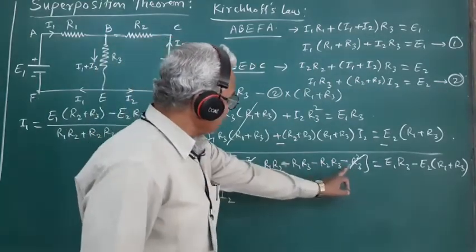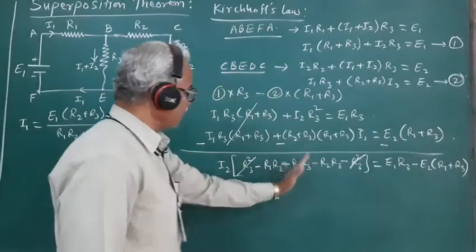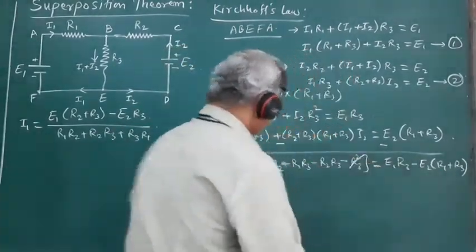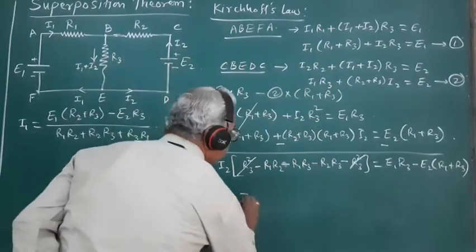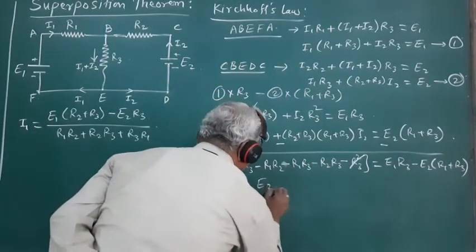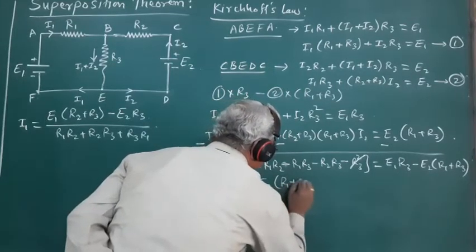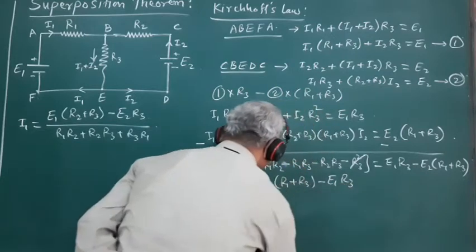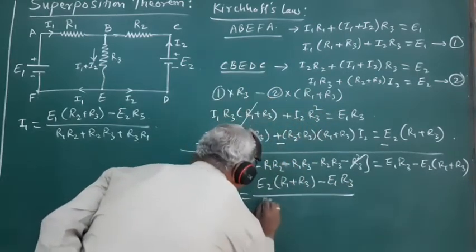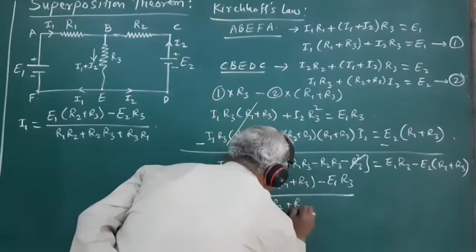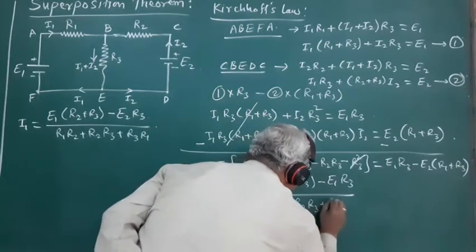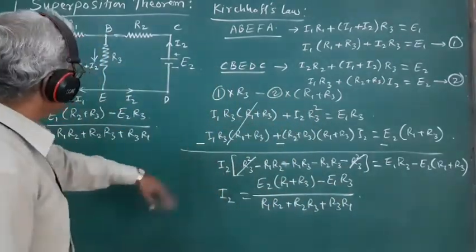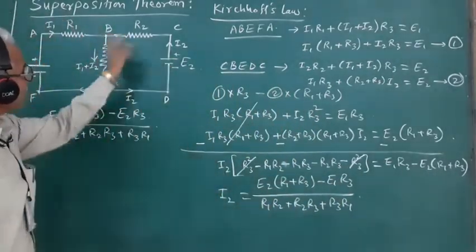Here every term is negative, so we can take the negative sign common. So we can change the sign on the right hand side also. So I2 will be equal to E2 into bracket R1 plus R3 minus E1 R3 divided by R1 R2 plus R2 R3 plus R3 R1. So this is the correct I2 set up by the source E2 in this loop.